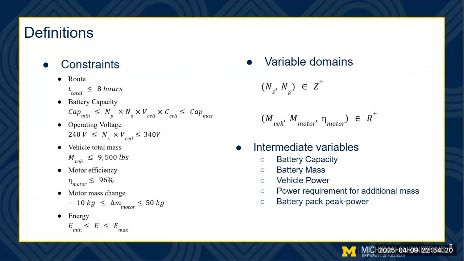Now let's look at the constants and variables. The constants ensure the system is realistic and safe. For example, the total route time must be 8 hours, and it has been taken from the fact that the driver will be operating 8 hours a day. The battery must not exceed a voltage and capacity limit. The total vehicle weight must not exceed 9,500 pounds, and motor efficiency and motor mass are within the real system limit. We also define variable domains for number of cells and motor specs. Intermediate variables like vehicle power and battery mass are calculated during the optimization process. Next slide.